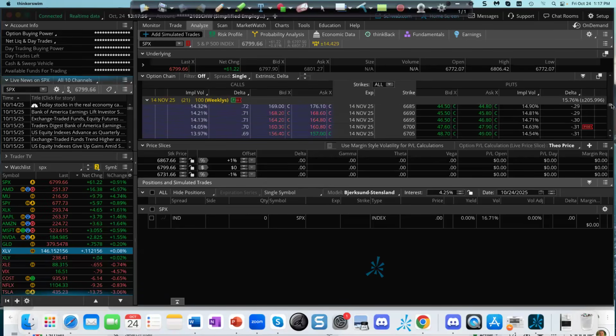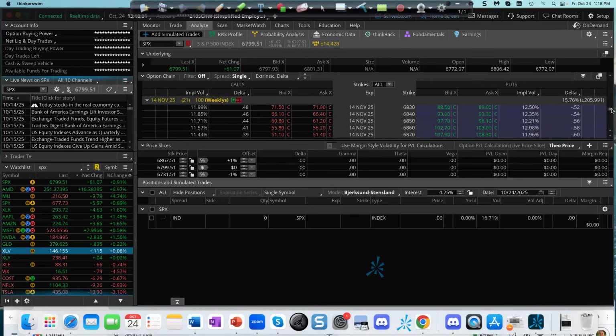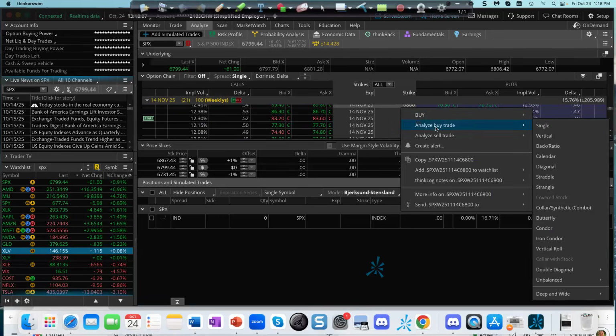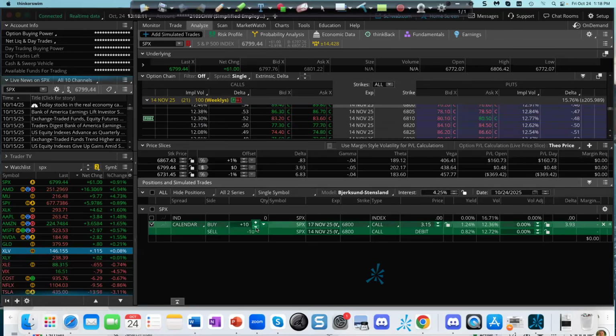But here would be an example of one I would consider for today. So I would go, and let me show you how I would set it up. This might be a little bit different from how you think of a range bound calendar at the money, but here's something I would do.